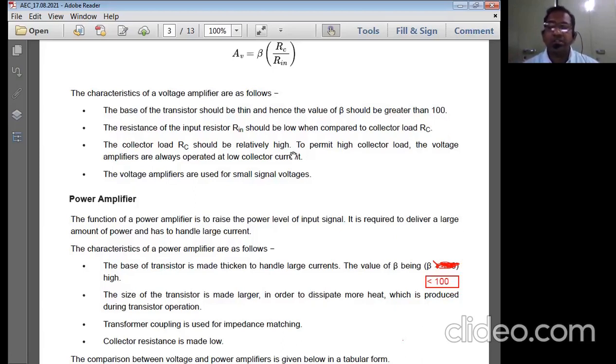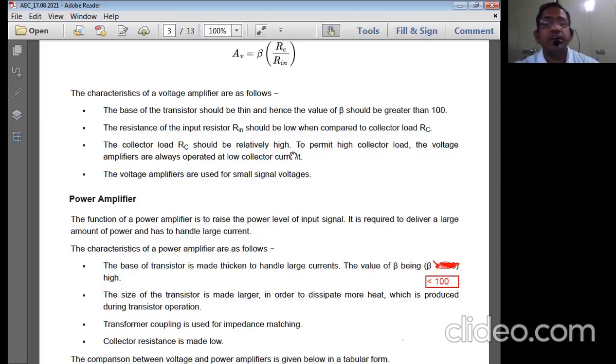Now you can adjust the output resistance of the transistor power amplifier using transformer coupling, so that it can be matched with the input resistance of the loudspeaker, so that we can have a maximum power transfer into the load. The load is known as a loudspeaker.